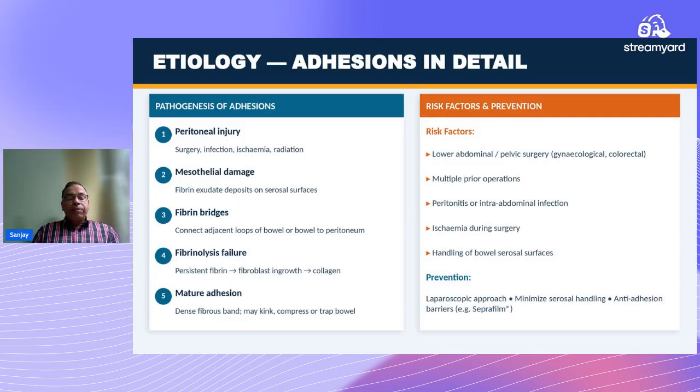How do you prevent it? As far as possible, a laparoscopic approach would be better than an open surgery, because we have already seen that laparoscopic surgery has a lower incidence of post-op adhesions as compared to open surgery. Minimize serosal handling. Delicate bowel wall handling is one of the key factors in preventing post-op adhesions. There are certain anti-adhesion barriers also, like Sepra film, which can be used, especially in a patient who has high risk factors for development of post-op adhesions.